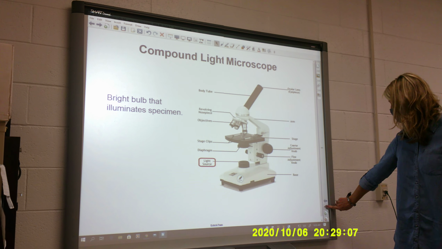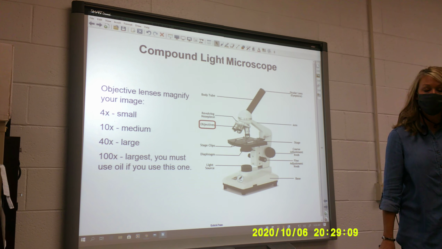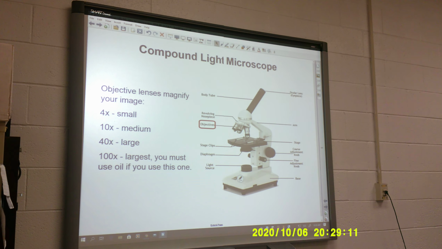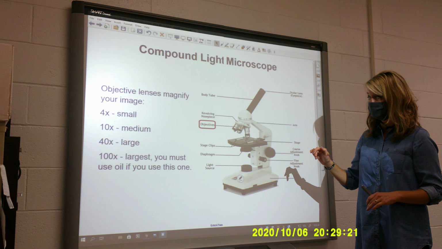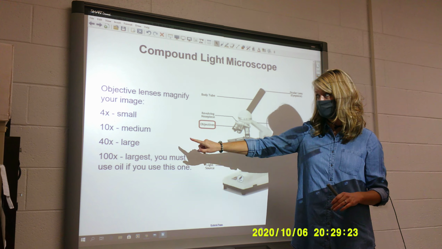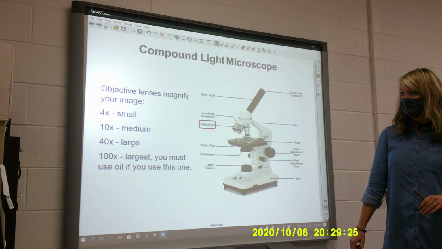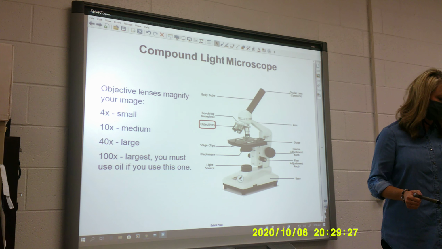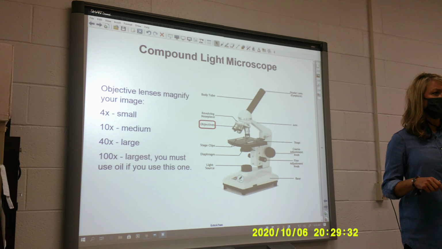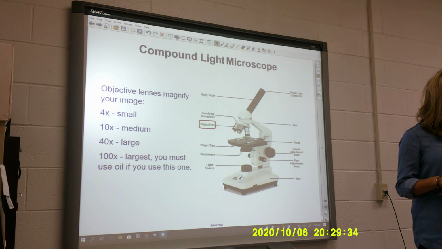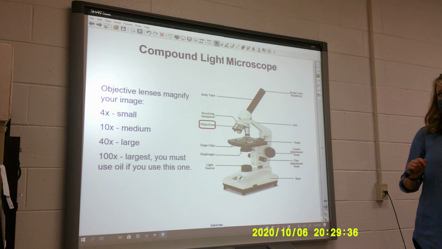Light source at the bottom. The next one are the objective lenses. This one is smaller, so the lenses on this one are smaller than the ones that we use upstairs. You can magnify 4 times, 10 times, 40 times, or 100 times. This is the largest. We have some where you can actually add a drop of oil to them, and they'll magnify it more. We don't use those. The high school does.